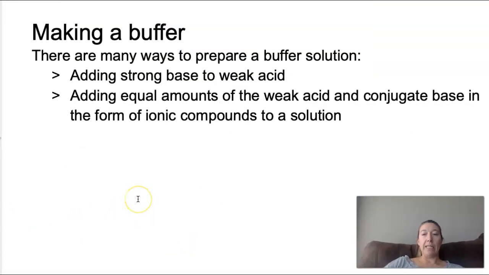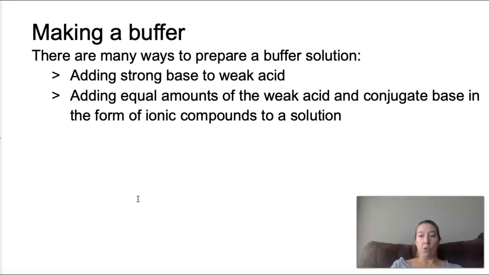So if you think about what we need to have a buffer, right? We said we need to have our HA along with its A-. Okay, buffers do also exist for bases, okay? We would just need the weak base and its conjugate acid, okay? So what we find is there's kind of 2 ways to be able to create a buffer. One way is kind of like in that titration curve that we just looked at. If I add a strong base to a weak acid, that is going to form the conjugate base to that weak acid, and then I'm going to be able to establish a buffer.